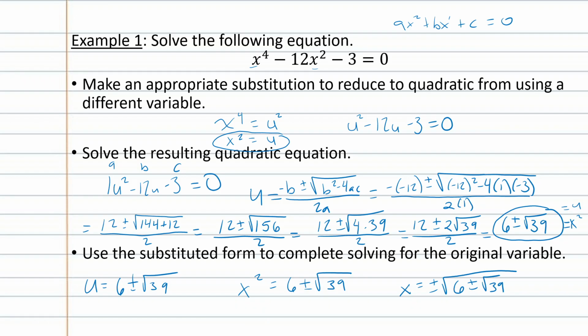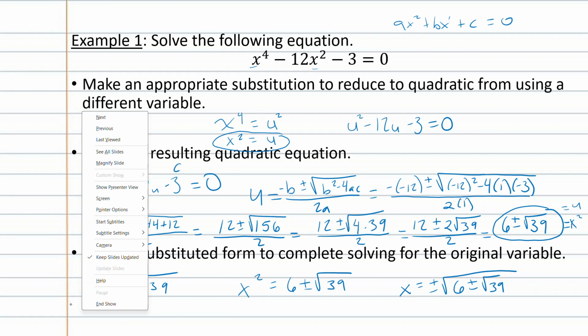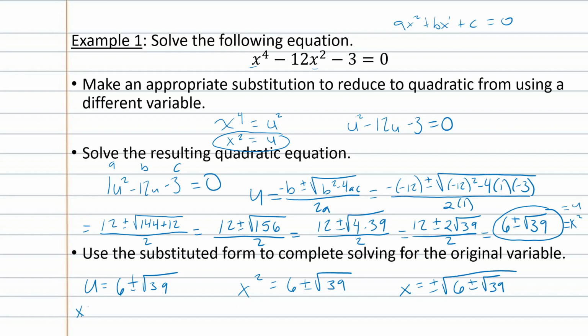So technically, you would have 4 solutions here if you were okay with the imaginary solutions. You would have the square root of 6 plus the square root of 39. You would have the square root of 6 minus the square root of 39, which would give you an imaginary solution. You would wind up having negative square root of 6 plus the square root of 39. And you would have negative square root of 6 minus the square root of 39, which would also give you an imaginary solution. So 4 solutions in this individual case.